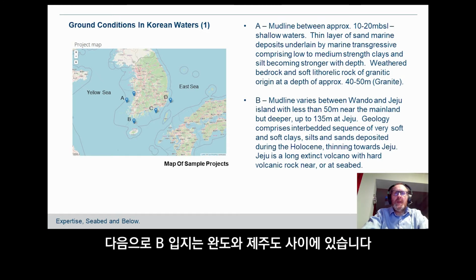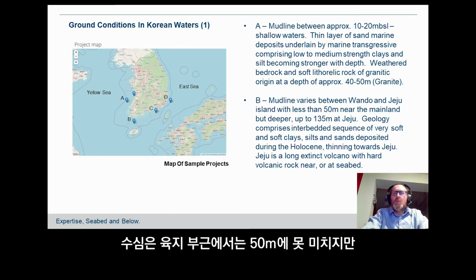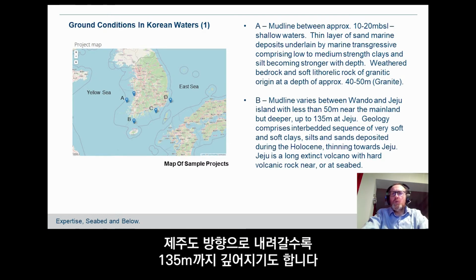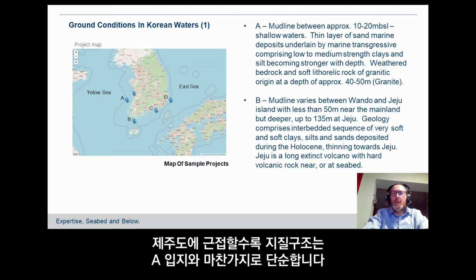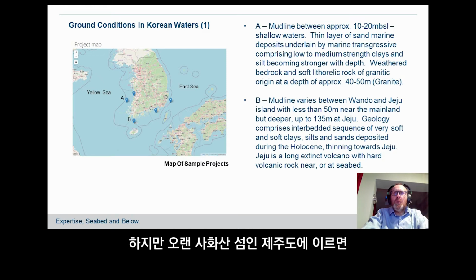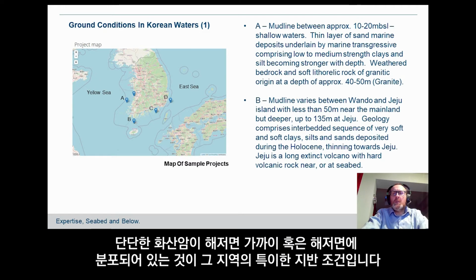Moving round to Site B, which lies between Wondu and Jeju Island, the water depth is of the order of less than 50 meters near the mainland, but gets deeper up to 135 meters as you go towards Jeju. The geology is quite similar to Site A. However, when you get towards Jeju, which is a long extinct volcano island, you get some quite hard volcanic rocks near to or at seabed, which is a particular condition in that area.